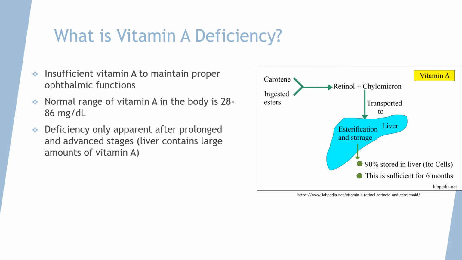So as its name suggests, insufficient vitamin A to maintain proper ophthalmic functions is the definition of vitamin A deficiency. The normal range of vitamin A in the body is 28 to 86 milligrams per deciliter. Deficiency is only apparent after prolonged and only after it gets advanced, because the liver contains large storage of vitamin A. So even if the GI tract cannot absorb the vitamin A at all, the body is not immediately affected.